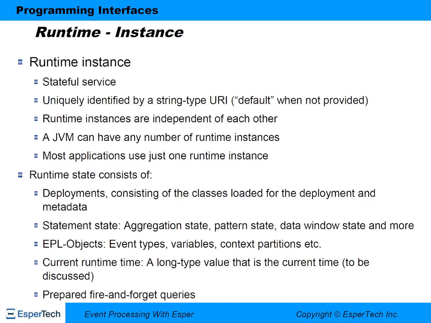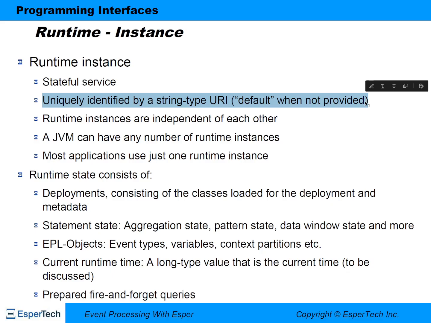In Esper, the runtime instance is central to executing event processing. A runtime instance is a stateful service. The list below outlines the types of state that a runtime manages. A runtime instance is uniquely identified by a string type URI. You can use any value as the URI. When no URI is provided, the value is the string "default".